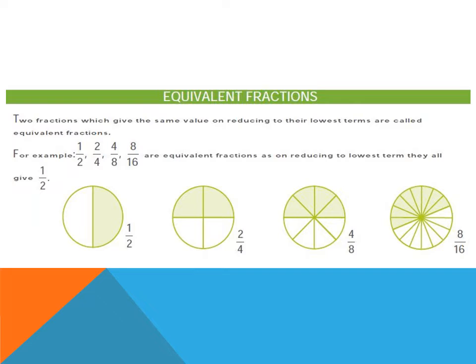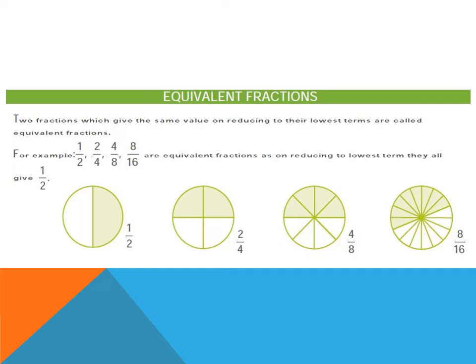On the screen it is written, 2 fractions which give the same value on reducing to their lowest terms are called equivalent fractions. For example, 1 by 2, 2 by 4, 4 by 8, 8 by 16 are equivalent fractions as on reducing to the lowest terms they all give 1 by 2. See, 4 by 8, if you cancel the numerator and denominator by 4, you will get 1 by 2. So 1 by 2 and 4 by 8 are equivalent fractions.